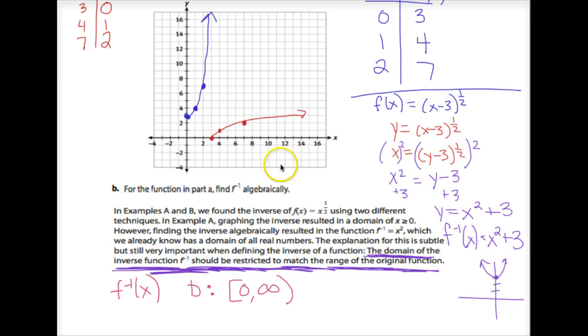Because remember, all inverses are switching the domain and range. So all you're doing is taking the domain and range of your original, switching that, and that should be the domain and range of the inverse. So I would actually very highly suggest doing domain and range that way when we're talking about an inverse.